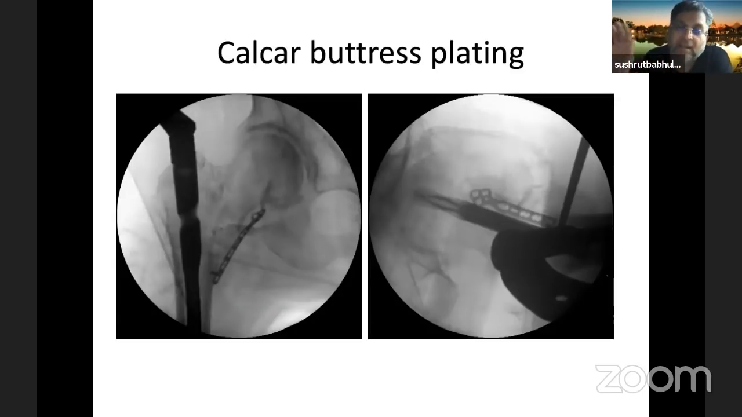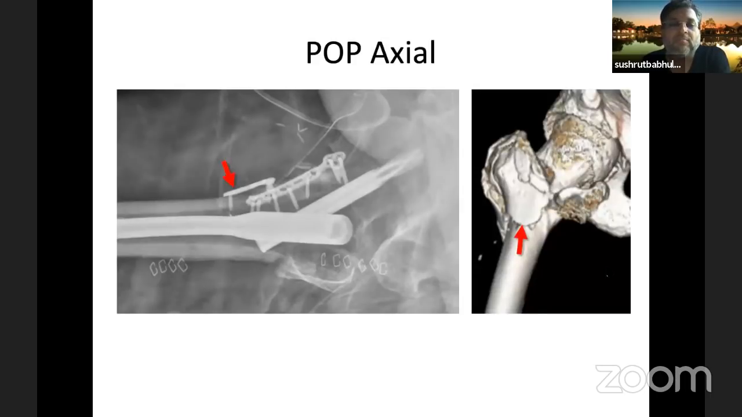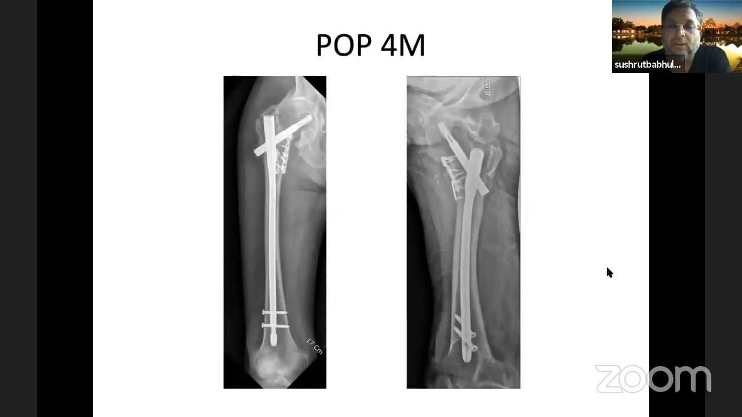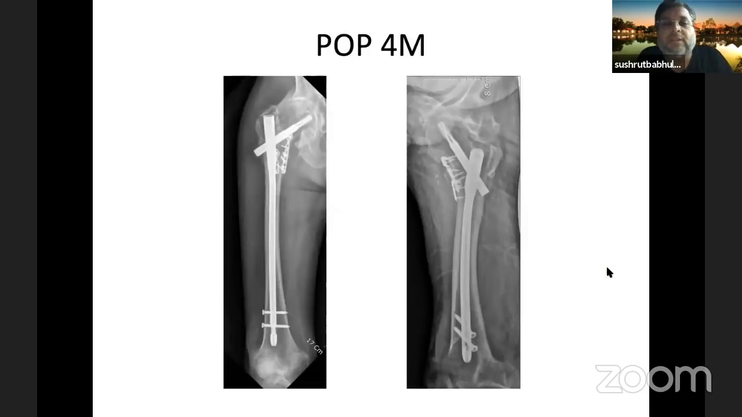I neglected that lateral wall. This is one example wherein the thickness and diameter of the nail will look after your not-so-comminuted lateral wall. And you put a buttress plate anteriorly, you put a buttress plate medially, and it will stay despite comminution. And you don't really need to support that lateral wall because this is a burst type of fracture. We also need to look after this. And it stayed and it healed. That's 4 months.